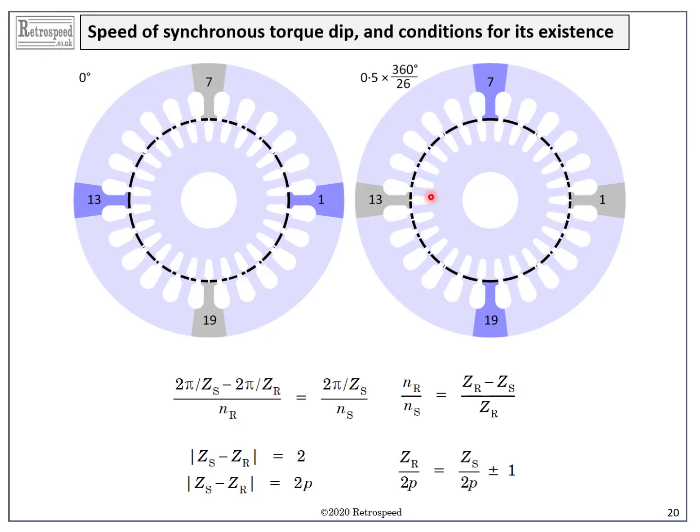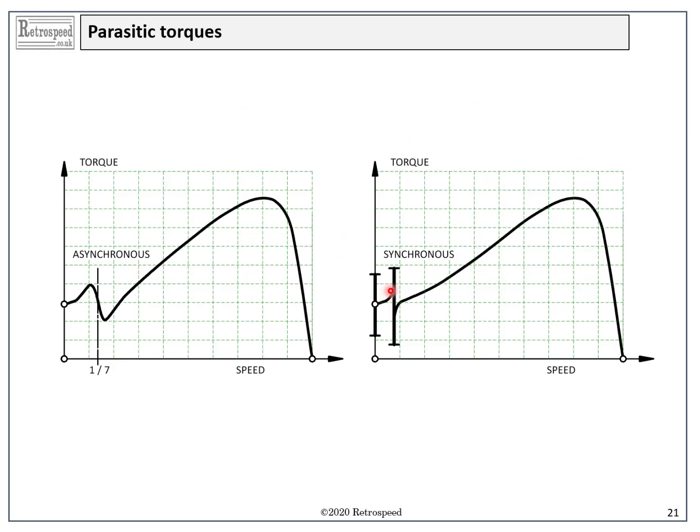This suggests that in the time taken for the MMF wave, let's say the fundamental MMF wave, to rotate 90 degrees, the rotor advances 6.923 degrees, so it will tend to rotate at 1/13 of the synchronous speed as a synchronous motor. That's the origin of this synchronous cogging torque dip at 1/13 of the synchronous speed.